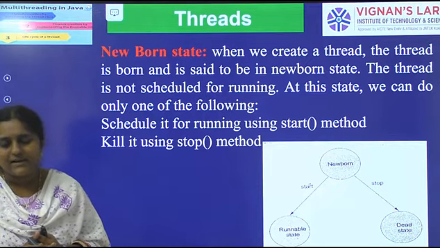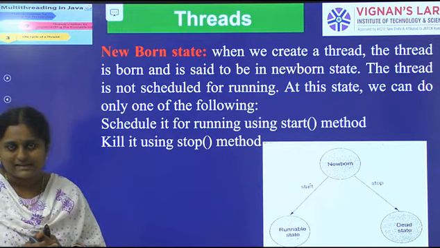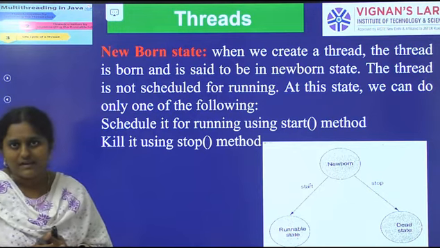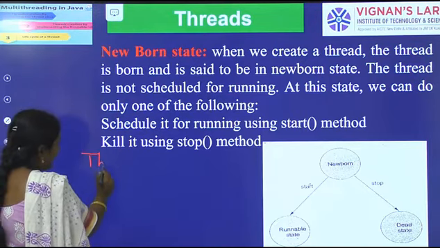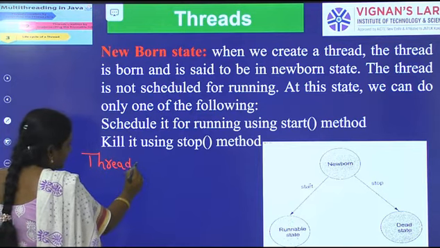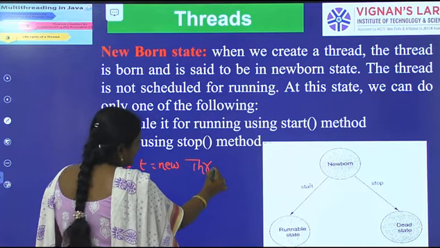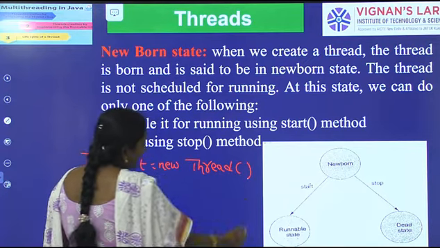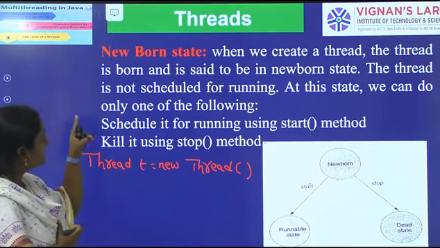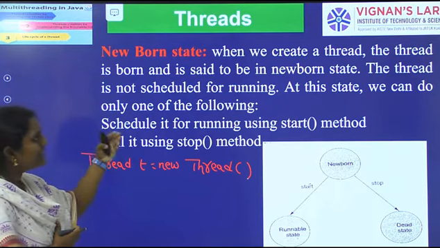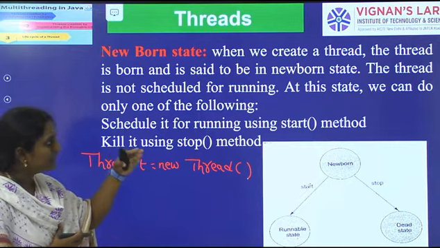Thread is a predefined class, and with respect to the class we can create an object. A class contains variables, methods and constructors. In order to access the methods of a class, we just have to create an object of the thread class. Suppose here I am creating an object of the thread class: Thread t = new Thread. Which state is it in? Whenever we create a thread, the thread is said to be in the newborn state.